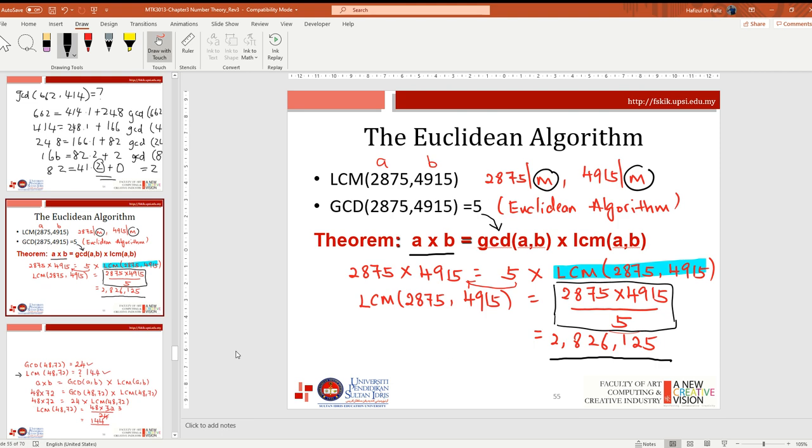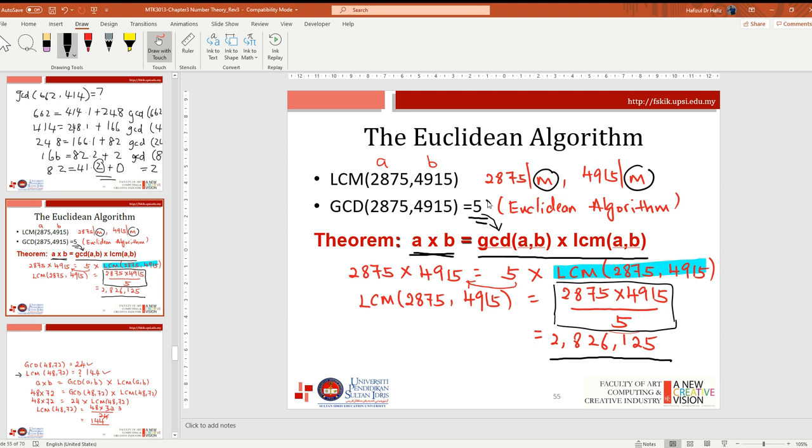Okay, and then for the Euclidean algorithm, we got the LCM and GCD. For the LCM, the least common multiple, we use the theorem: 2875 multiplied by 4195 equals 5. We use this theorem, A multiplied by B is equivalent to GCD(A, B) multiplied by LCM(A, B). And then for this one, we divided by 5.